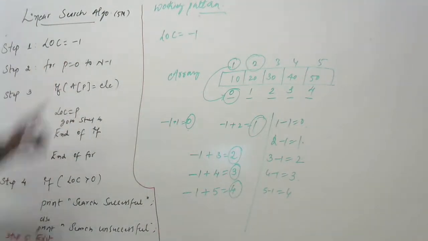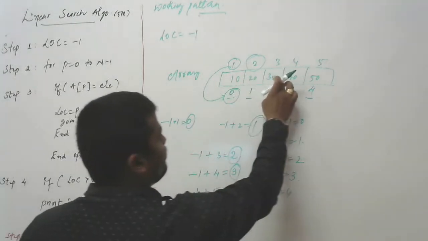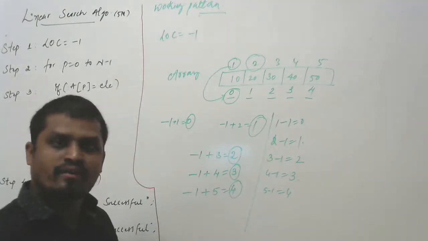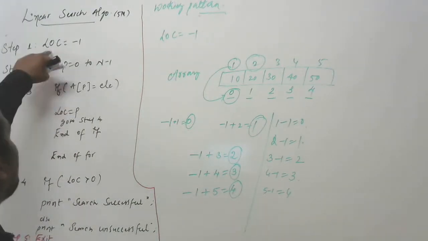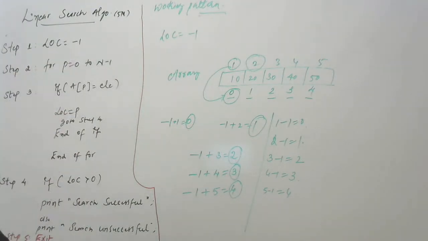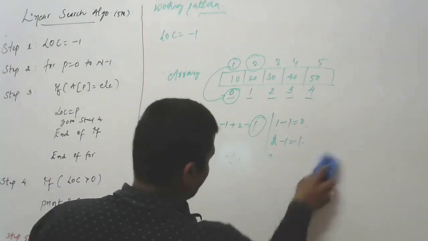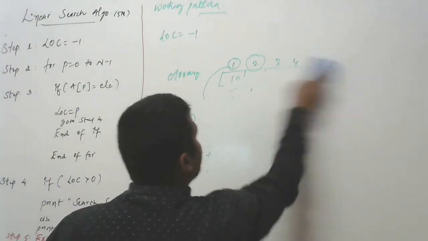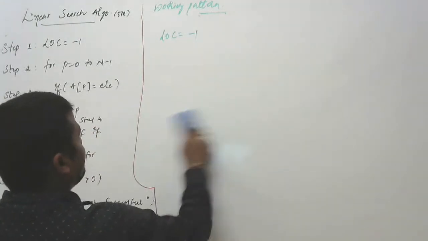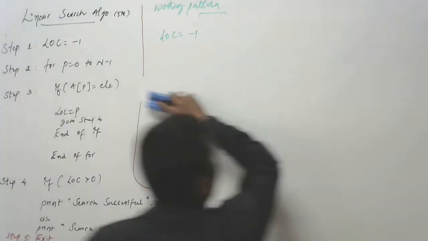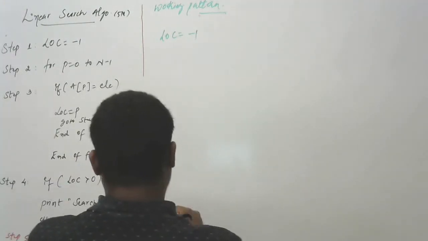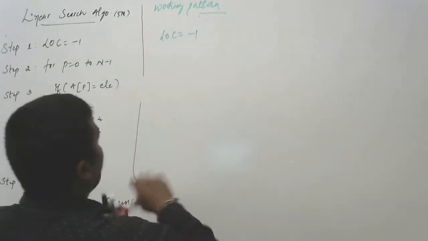So here, why have I mentioned location equal to minus 1? I want to reach each and every memory block without fail. For that reason, I have defined location equals to minus 1. Now, let me take the same memory block, and that memory block I have defined here.